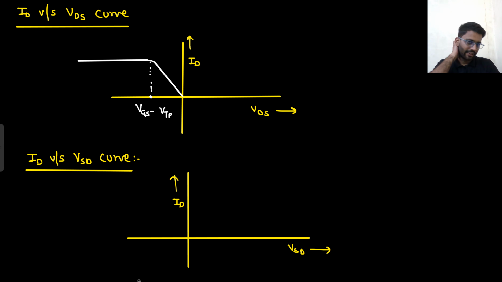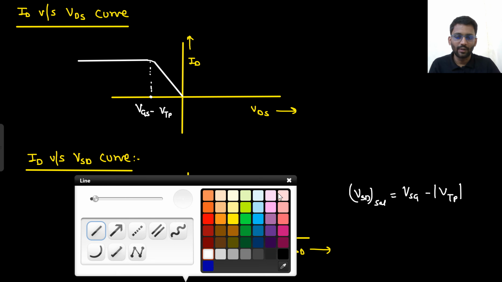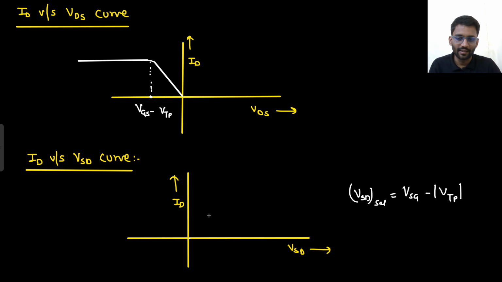VSG minus VTP. But now we are writing VSD. So here you don't need to think. What will be my VSD sat? VSD sat will be VSG minus mod of VTP. That's it. Look, you have to think; if I keep on telling, you will not be able to understand everything. I have given enough concept and enough tricks to remember the things. Now it's up to you how much you can think.